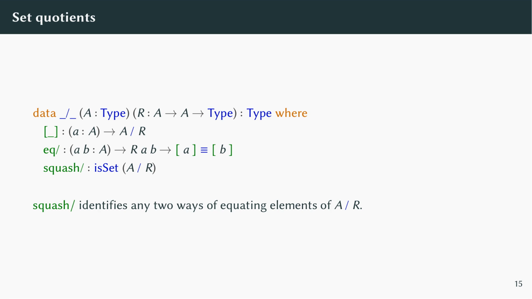the same. As before, if we unfold the type isSet, we see that it produces an iterated path in A mod R, so the type of the squash constructor is again sensible.